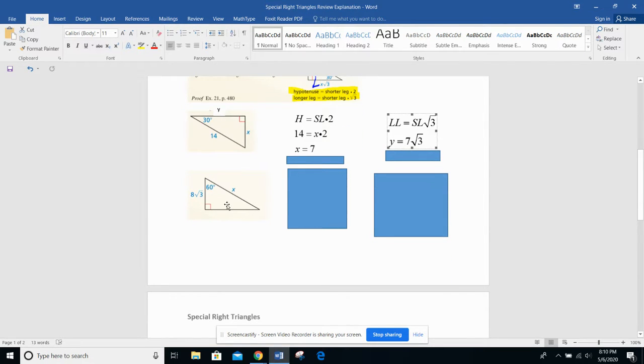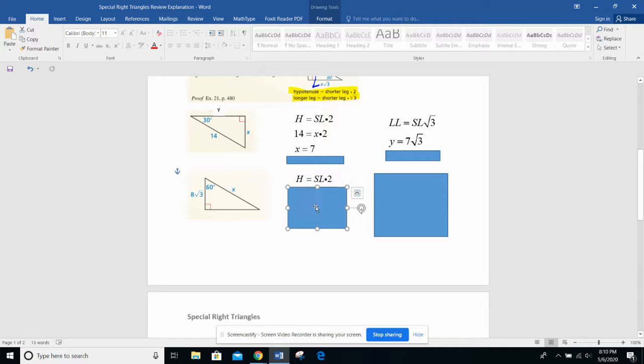My last example is also a 30, 60. So you can see opposite the 60, this will be my long leg down here. This is 30, opposite that is my short leg. And then of course, x is the hypotenuse. So since I have the short leg, I'm going to start with this formula. Hypotenuse equals short leg times 2. Right here, hypotenuse equals short leg times 2.